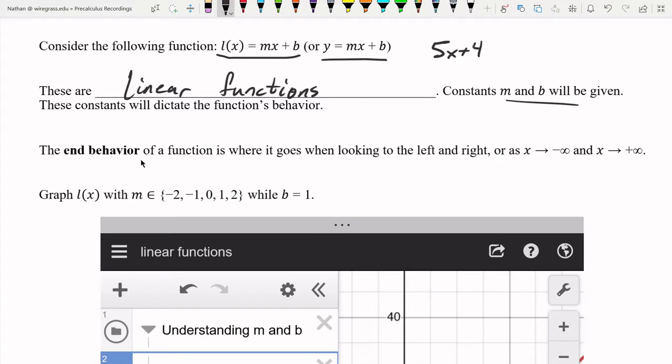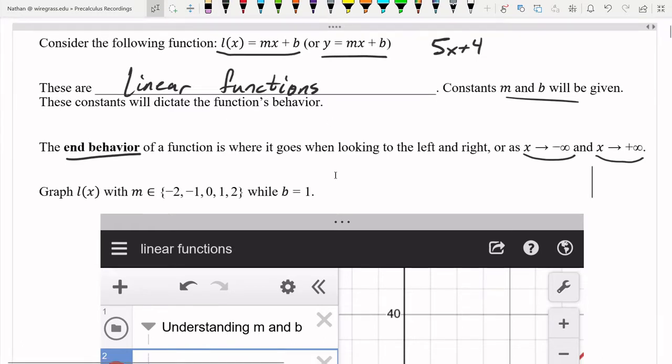An important analysis of a function is asking what is the end behavior, or as the function goes all the way to the left and as the function goes all the way to the right. This is the same thing as saying as x goes to negative infinity, to the left, and as x goes to positive infinity, to the right. Now, we're going to look at the end behavior and these constants on a graph here.